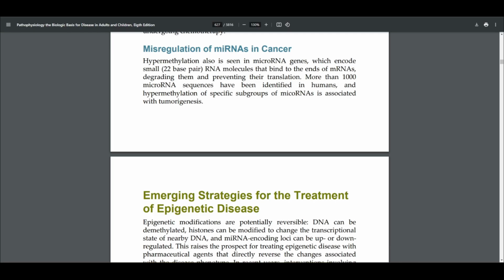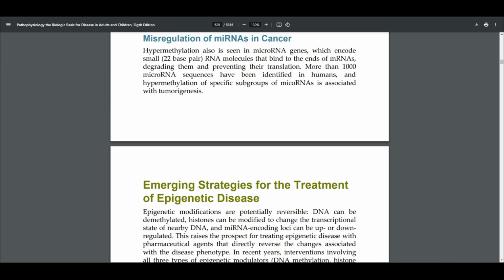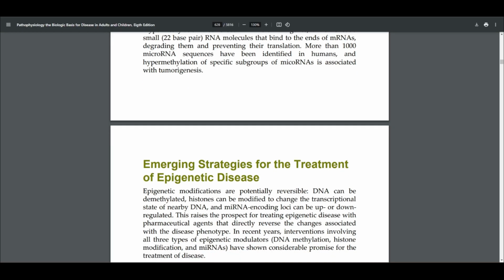Misregulation of microRNAs in cancer. Hypermethylation also is seen in microRNA genes, which encode small RNA molecules that bind to the end of mRNAs, degrading them and preventing their translation. More than 1,000 microRNA sequences have been identified in humans, and hypermethylation of specific subgroups of microRNA is associated with tumorigenesis.